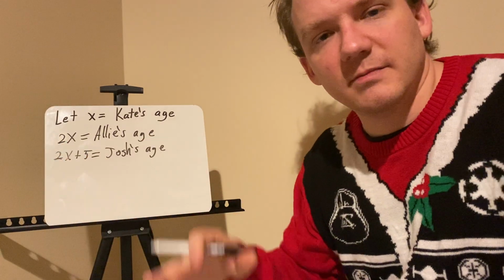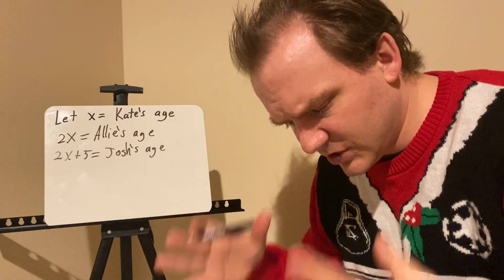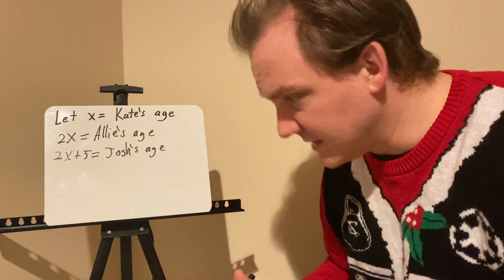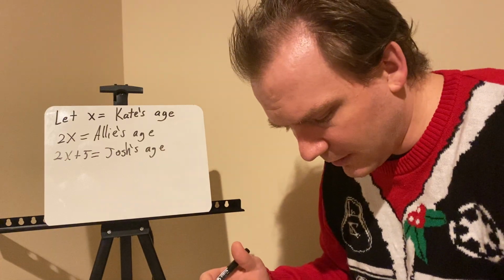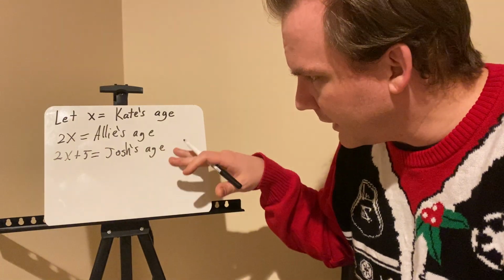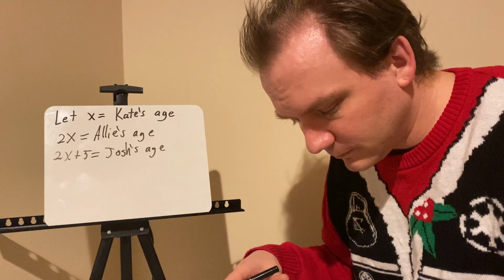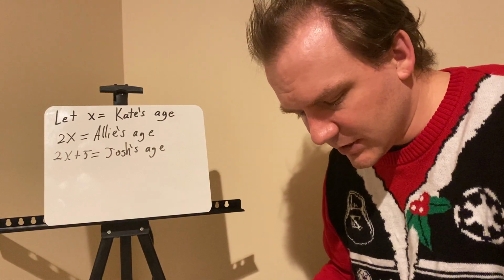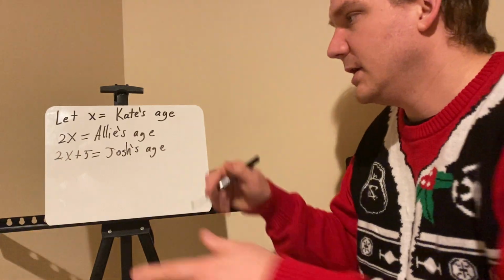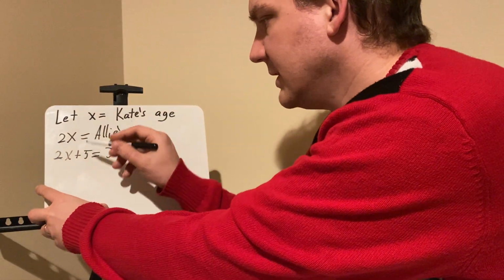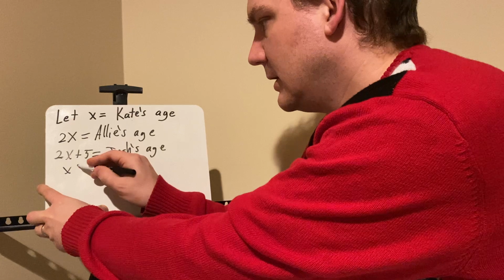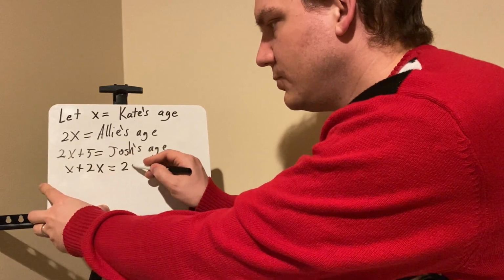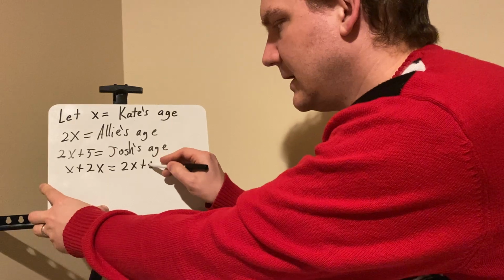These problems can seem very daunting at first, challenging. But if we take them step by step, sentence by sentence, and just break them down, we can break them into algebraic expressions. Now it says the sum of Kate and Allie's ages is the same as Josh's age. So that means if I take Kate plus Allie, so x plus 2x equals 2x plus 5.